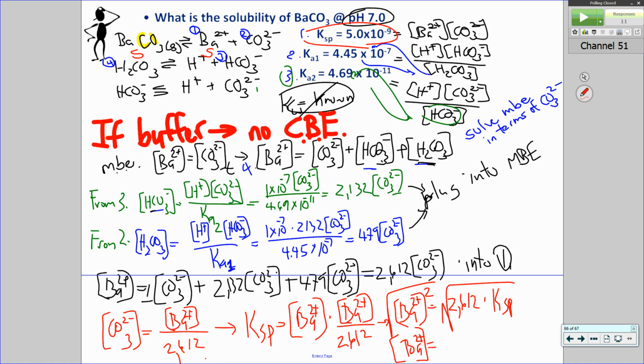Be a positive 9. And I got 3.6 times 10 to the minus third. And that equals the solubility, yes. No approximations, no simplifications, just a little algebra. That's just an algebra problem. It's a long algebra problem, right?